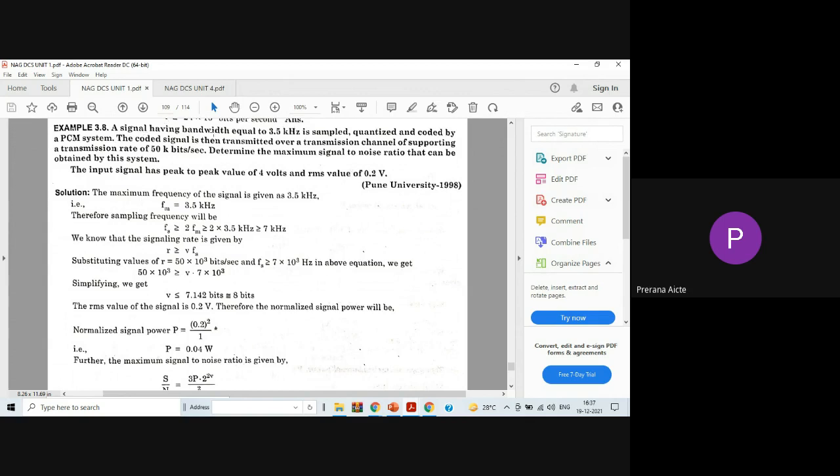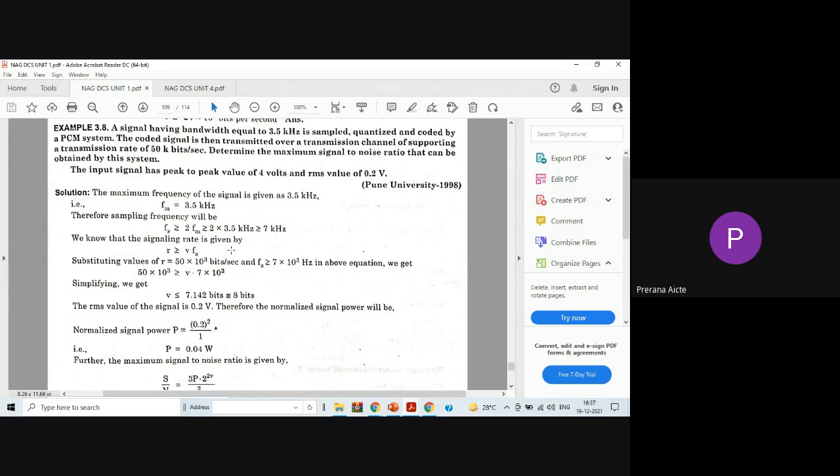See, they have given a signal having a bandwidth, nothing but the maximum frequency signal Fm is 3.5 kilohertz. Then how to obtain the sampling frequency? Fs is greater than or equal to 2 into Fm, which is 7 kilohertz. Then we have to find the maximum signal to noise ratio. For that, first find the signaling rate. What is the signaling rate? R equals V into Fs. They have given that R value, the bit rate, the transmission rate. So 50 into 10 power 3 equals V into Fs, and so we can find the code word length, which is 8 bits.